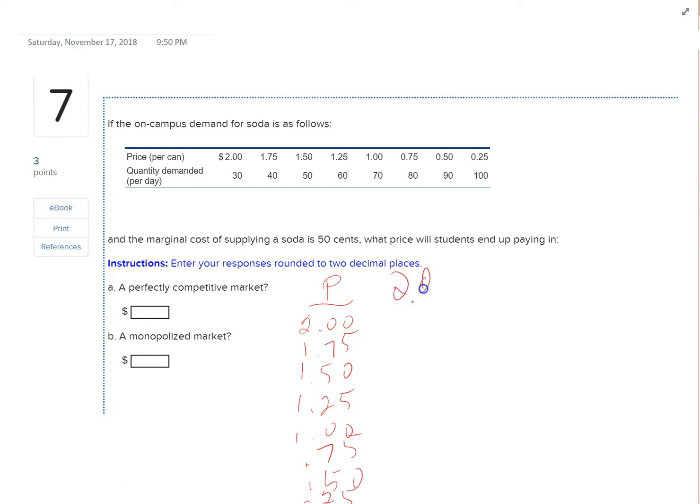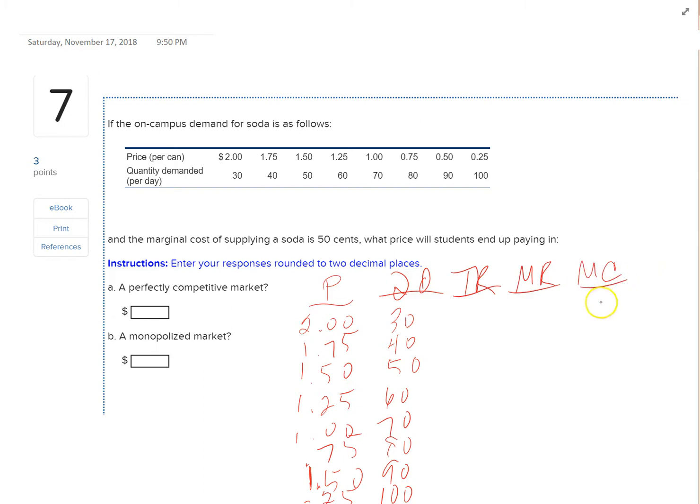The quantities demanded at these prices are 30, 40, 50, 60, 70, 80, 90, and 100. And then we can do the rest from here. So we've got total revenue, marginal revenue, and marginal cost, which is given to us as that 50 cents. So for marginal cost, we can already say, well, for each one, it's 50 cents.